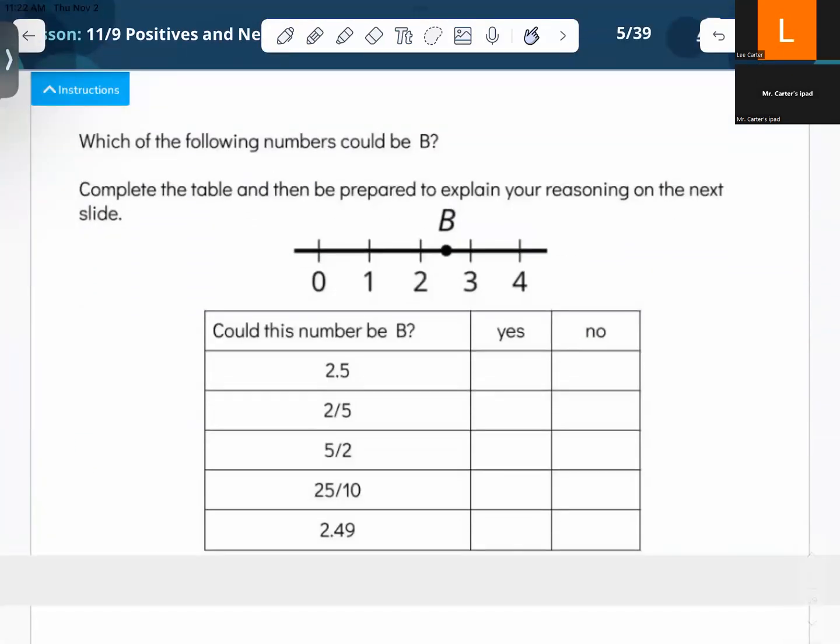Right. So this one, which of the following numbers could be B? Okay. So you're looking at B, which is between 2 and 3. Right. So it says, complete the table, then be prepared to explain your reasoning on the next slide. All right. So go ahead and pause and do that. But you shouldn't be guessing. There should be ways that you're proving that your number is somewhere between 2 and 3 or not. All right. We learned that in the last year.